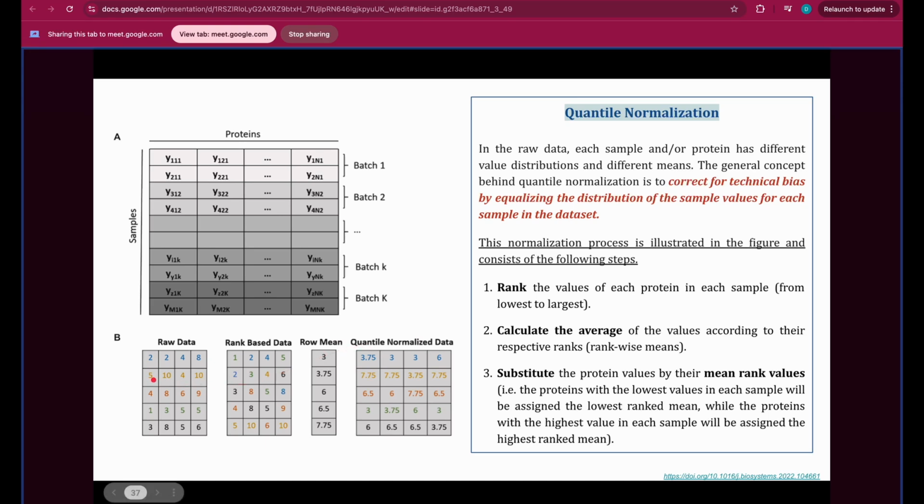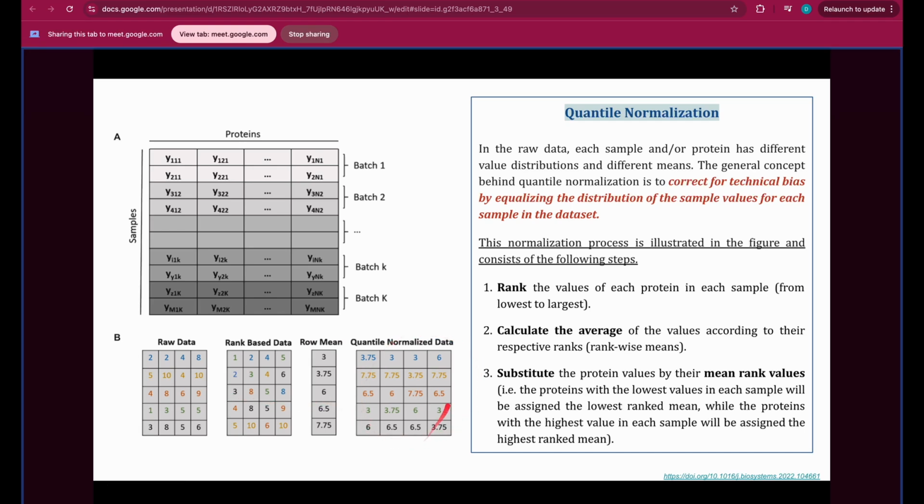Now similarly, if you look at the value of 5, it is in column 1, and in the rank-based data, this 5 lies in the 5th position. So now we have to replace it with the mean, which is 7.75. So now 5 is replaced with 7.75. Similarly, if we look at 4, this 4 value lies in the 4th position or 4th rank, and it has a mean of 6.5. So this will be replaced with 6.5. Similarly, 1 is present in the first position, so its row mean is 3. So we will replace 1 with 3. Similarly, this 3 is present here, and in the rank it is the third rank which has a mean of 6. So we will replace 3 with 6.